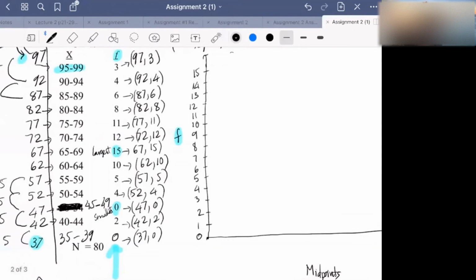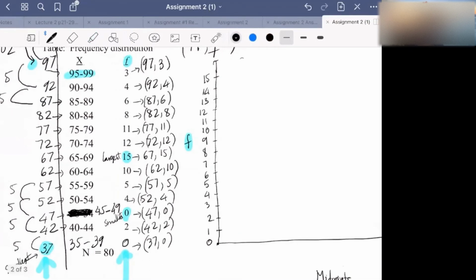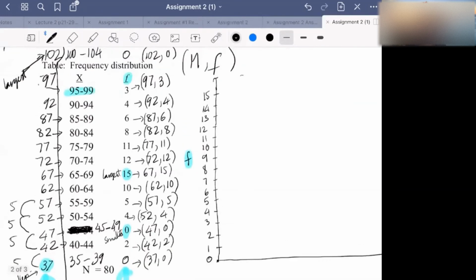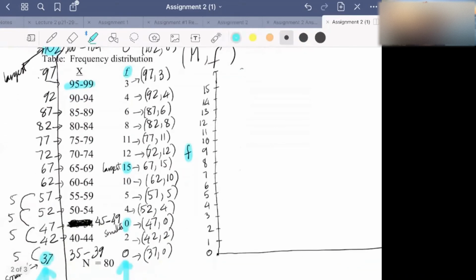And if you look at the midpoints that we just found, you can see that the smallest number is 37, and it keeps increasing all the way up to the top. Here is the largest midpoint. So we're going to start from the smallest midpoint, 37, all the way up to 102, which is the largest midpoint on the horizontal axis.